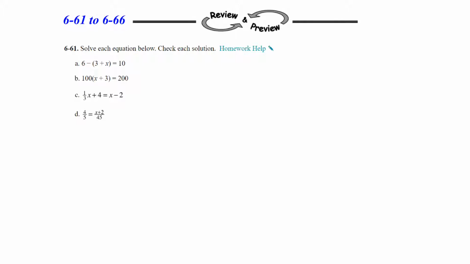Question 61, solve each equation below and check your solution. So we're back to solving equations with one variable. Let's go ahead and start with problem A.